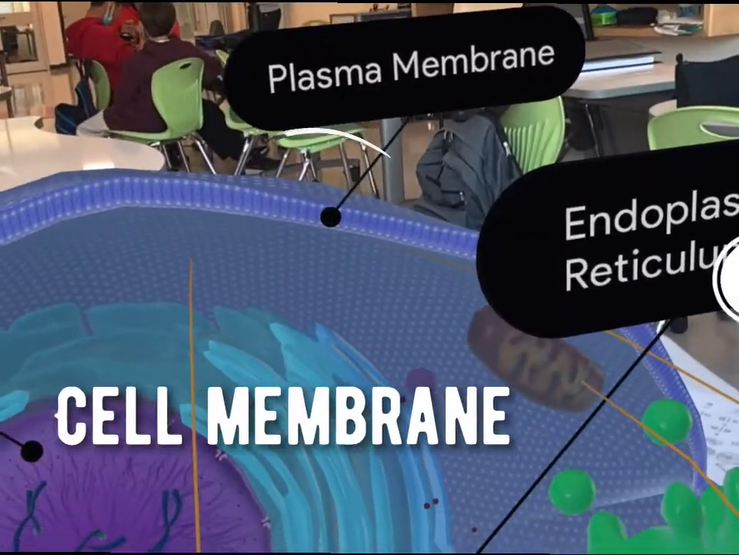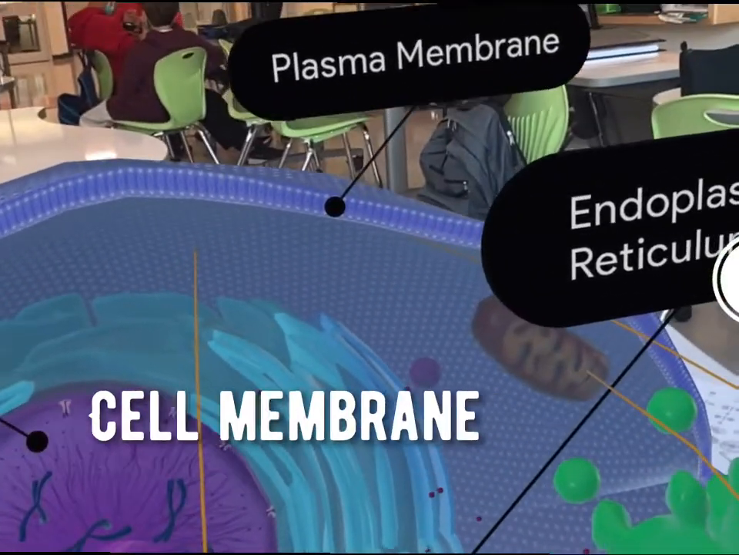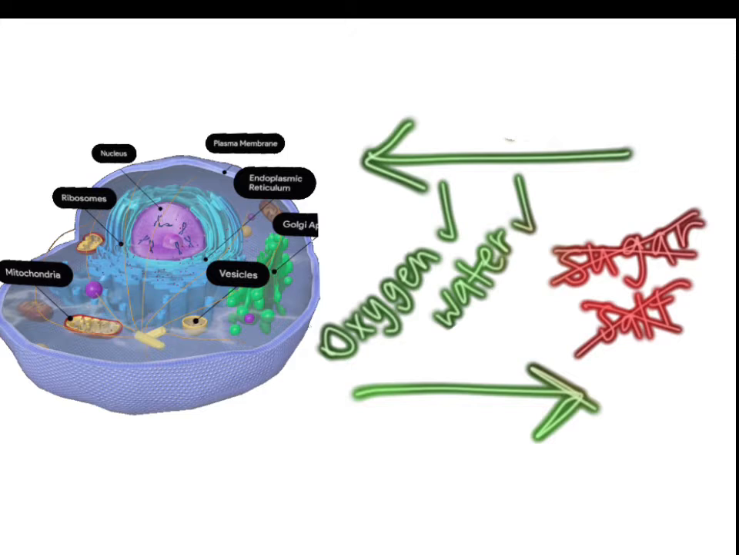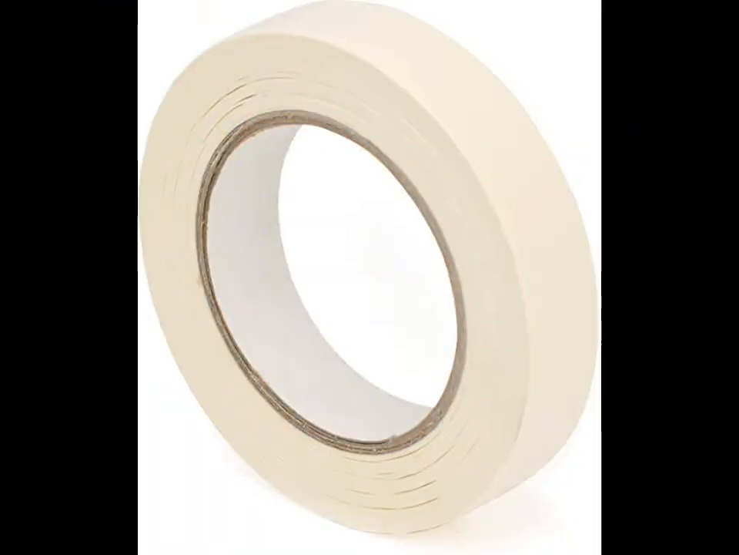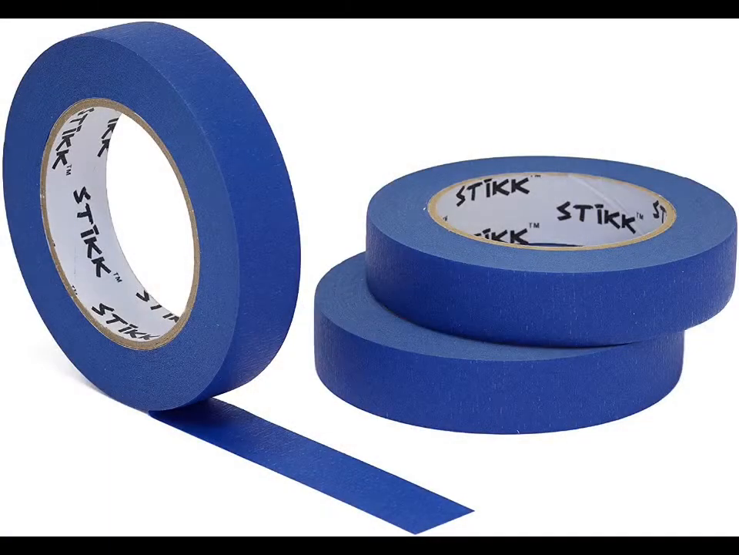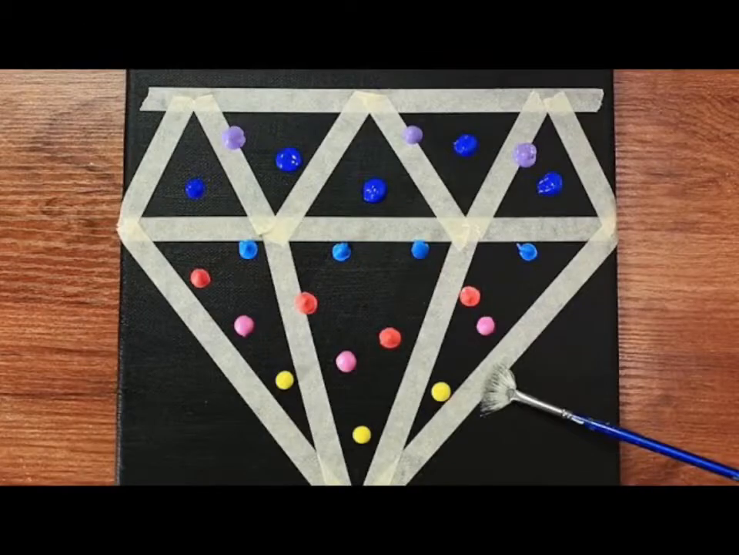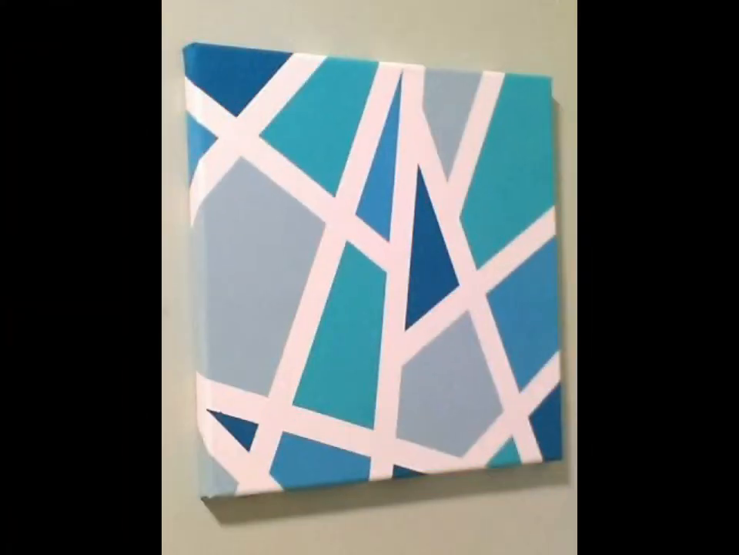Let's start with the cell membrane. It's this thing right here, surrounding the entire cell. What a cell membrane does is it separates the inside of the cell from its surroundings and controls what goes in and out of the cell. The cell membrane is very similar to masking tape or painter's tape. Have you ever watched your parents paint the walls in your house? I have, and I've noticed them using painter's tape to make sure no paint got onto unwanted areas like the baseboards. Painter's tape, or masking tape, is also used in art often.